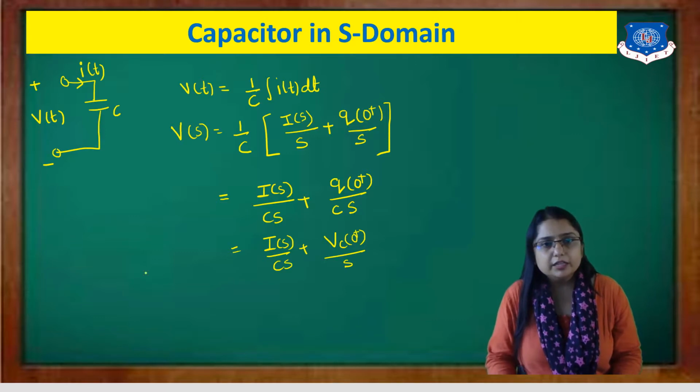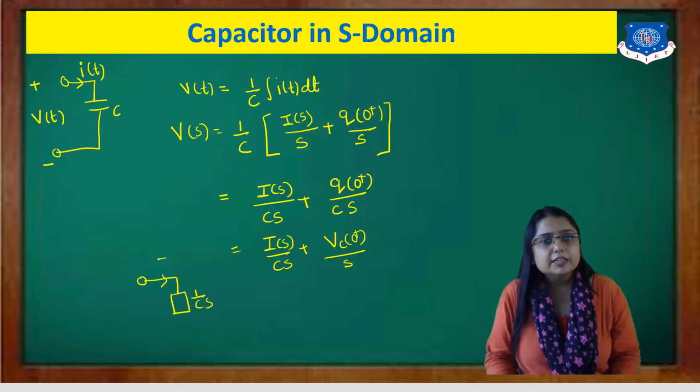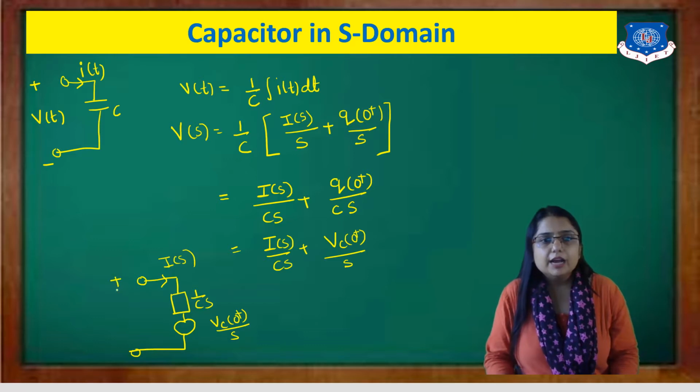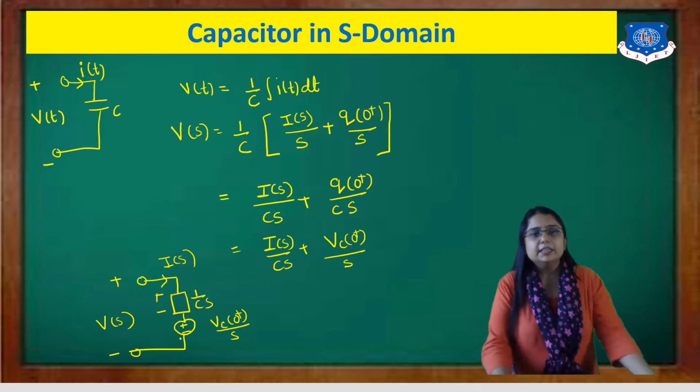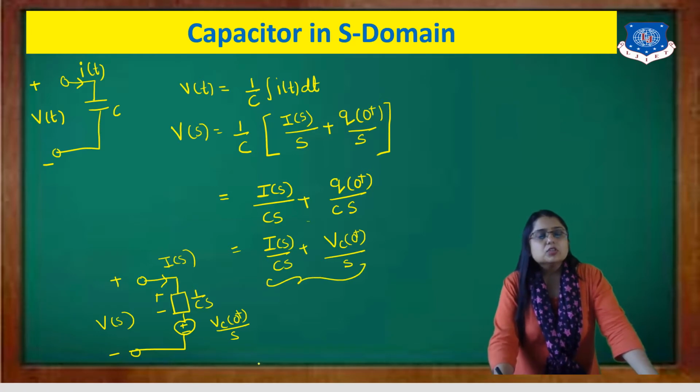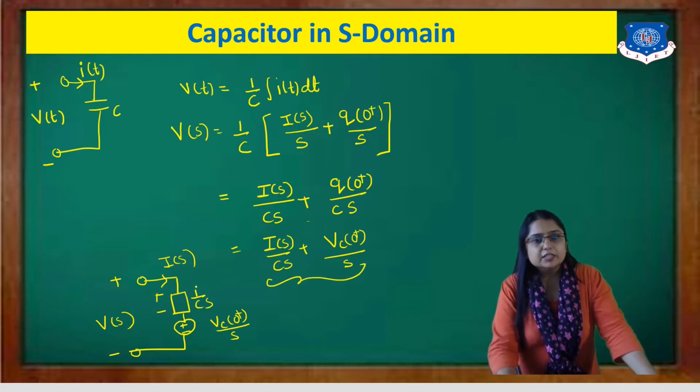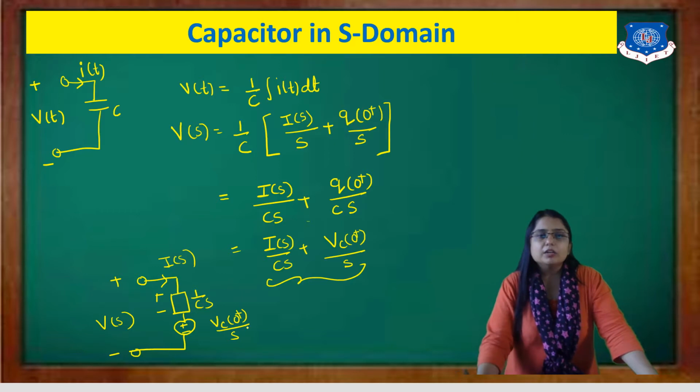Now convert this into a network, see here. This will become 1 upon Cs. Here the current is what? It's a I of S. In series I have to draw one voltage source. And the value of that is what? It's a Vc0 plus upon S. Like this. And here we have a voltage, that is V of S. Now current is passing in this direction, so plus minus, again plus minus. Then and then we can add these two things. So whenever we convert the capacitor here, it will become 1 upon Cs, and this will become Vc0 plus divided by S.